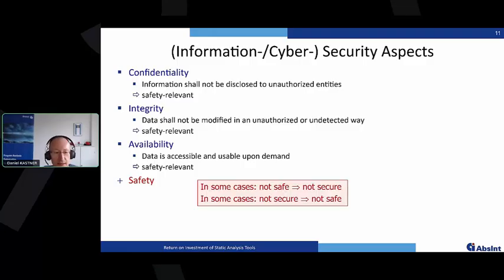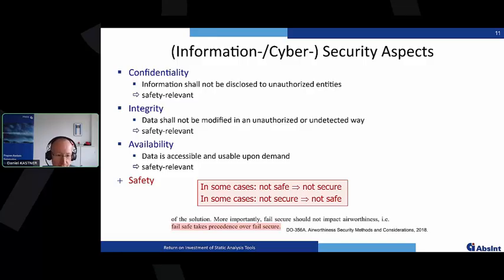And what you can definitely say is that there are some safety properties, if they are violated, then the system will not be secure, and vice versa. So if some cybersecurity properties are violated, then the system will not be safe. So you can't just say, okay, if the system is not secure, it will not be safe, and vice versa. It's a bit more fine-grained than that, but there definitely is an interdependence.